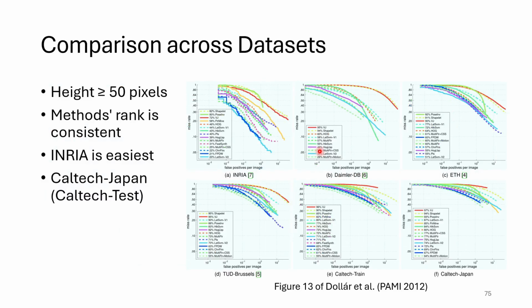So they also use the same metric to measure different data sets. This is INRIA, the data set released by Dalal. This is the Daimler data set. Daimler means Benz, a car manufacturer, so they are also interested in pedestrian detection. And the most challenging ones are the Caltech Train and the Caltech Japan.